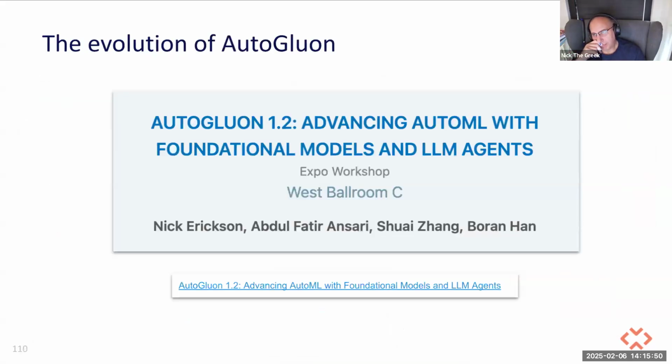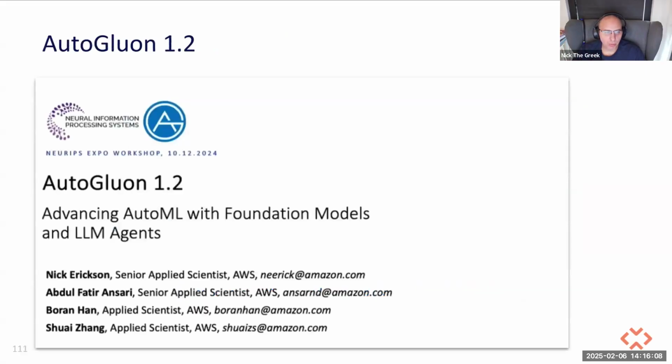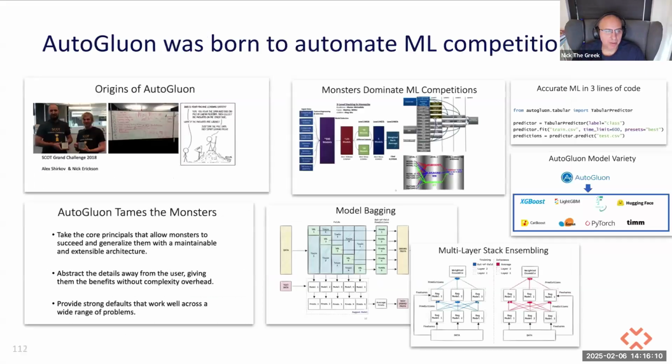Now, surprisingly, I don't know, should I say surprisingly, but I was surprised. I didn't know. AutoGluon, which comes from Amazon, seems to be, or claims to be, a very complete solution for tabular models. And AutoGluon is not new. It started in 2018, and the motivation was to address these monsters that dominate the machine learning competitions.